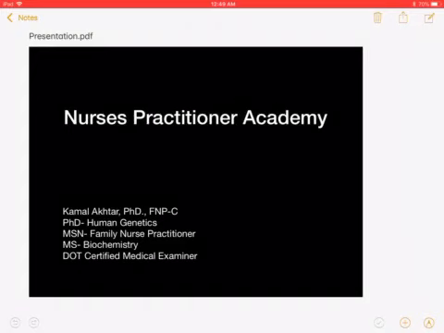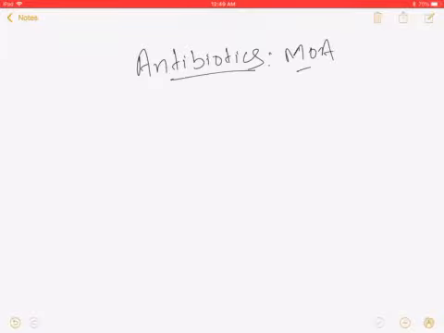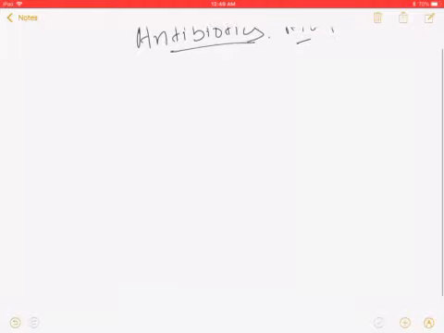Today we will talk about the mode of action of some of the most common antibiotics that we use on a daily basis as a nurse practitioner. So we will talk about antibiotics and how these antibiotics work, the mode of action. As you all know, antibiotics kill bacteria. So let's draw the structure of bacteria.